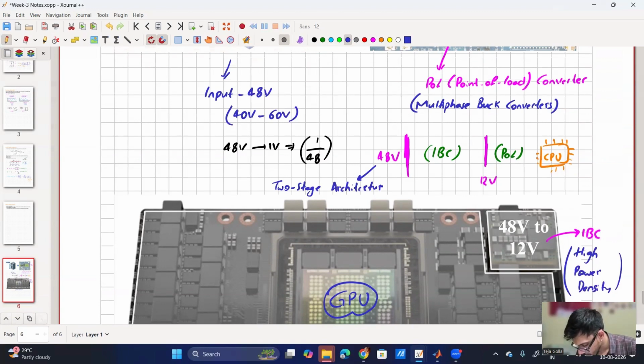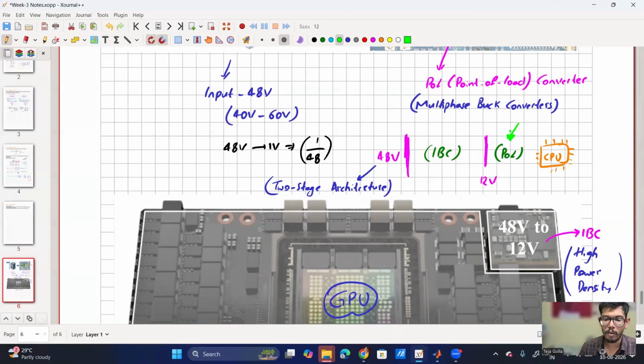If you see, the IBC's task is to just step down 48 volt to 12 volt. So here the requirement is not huge, whereas the PoL is sitting right in front of the CPU. So the moment the CPU starts computing something, the PoL has to give the power. So the PoL has to work at a higher bandwidth than the IBC because it is sitting in front of the CPU. The IBC can be a little bit slower, it should be fine. But the PoL has to be much faster than the IBC so that it is directly supplying power to the CPU. So here the requirements are higher.